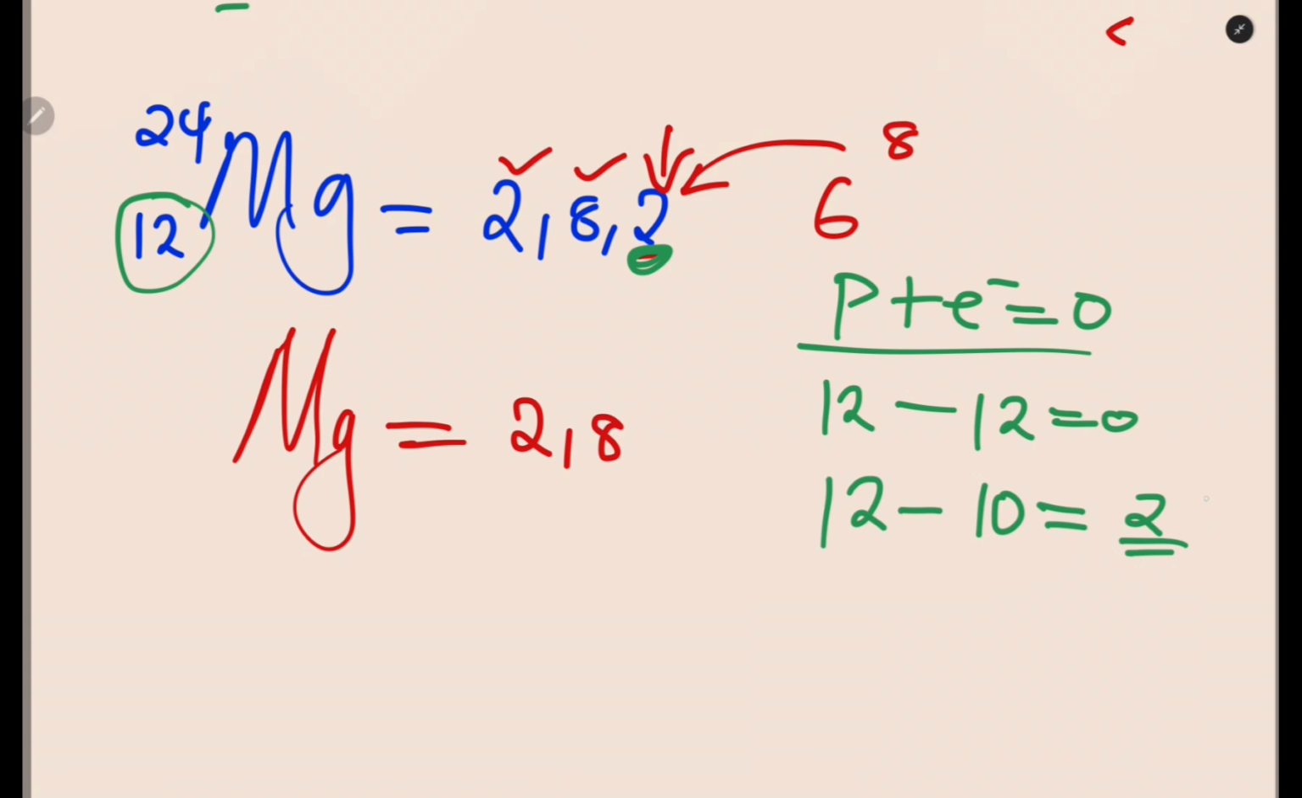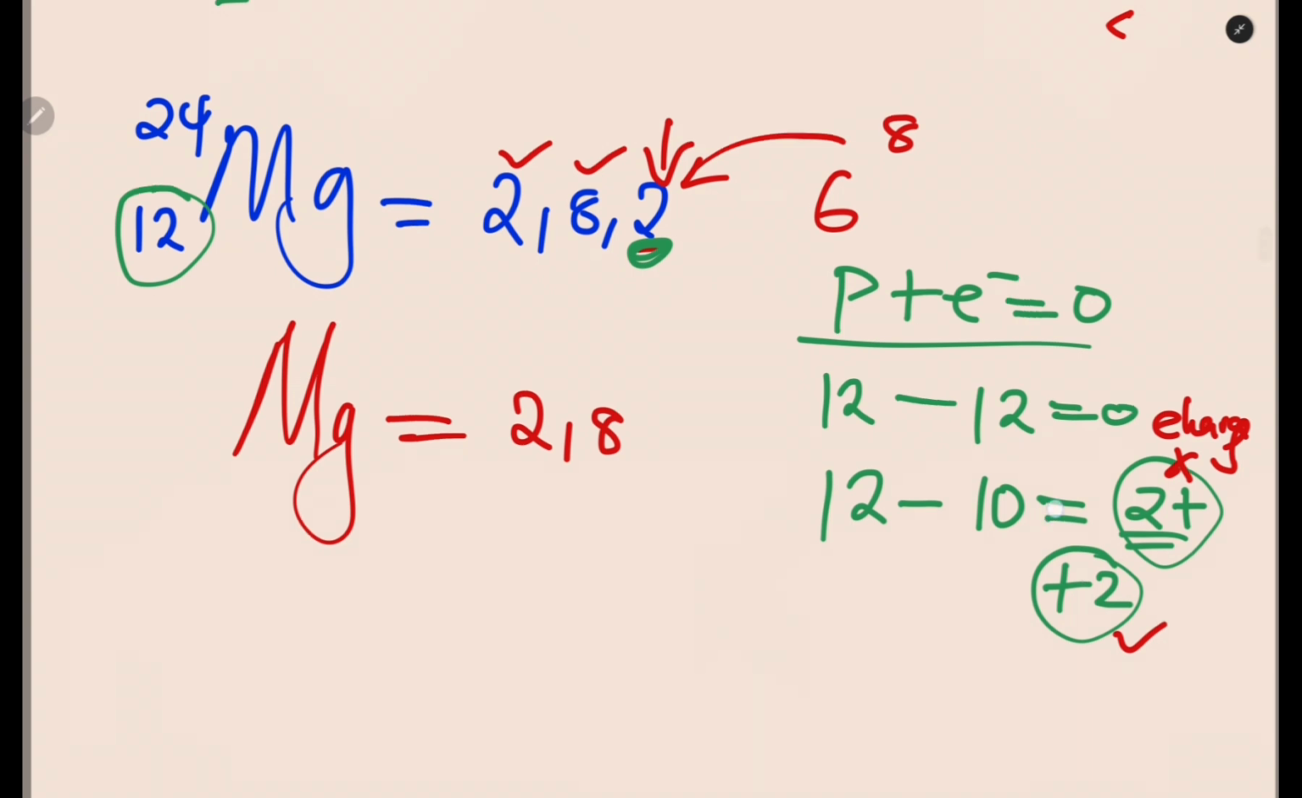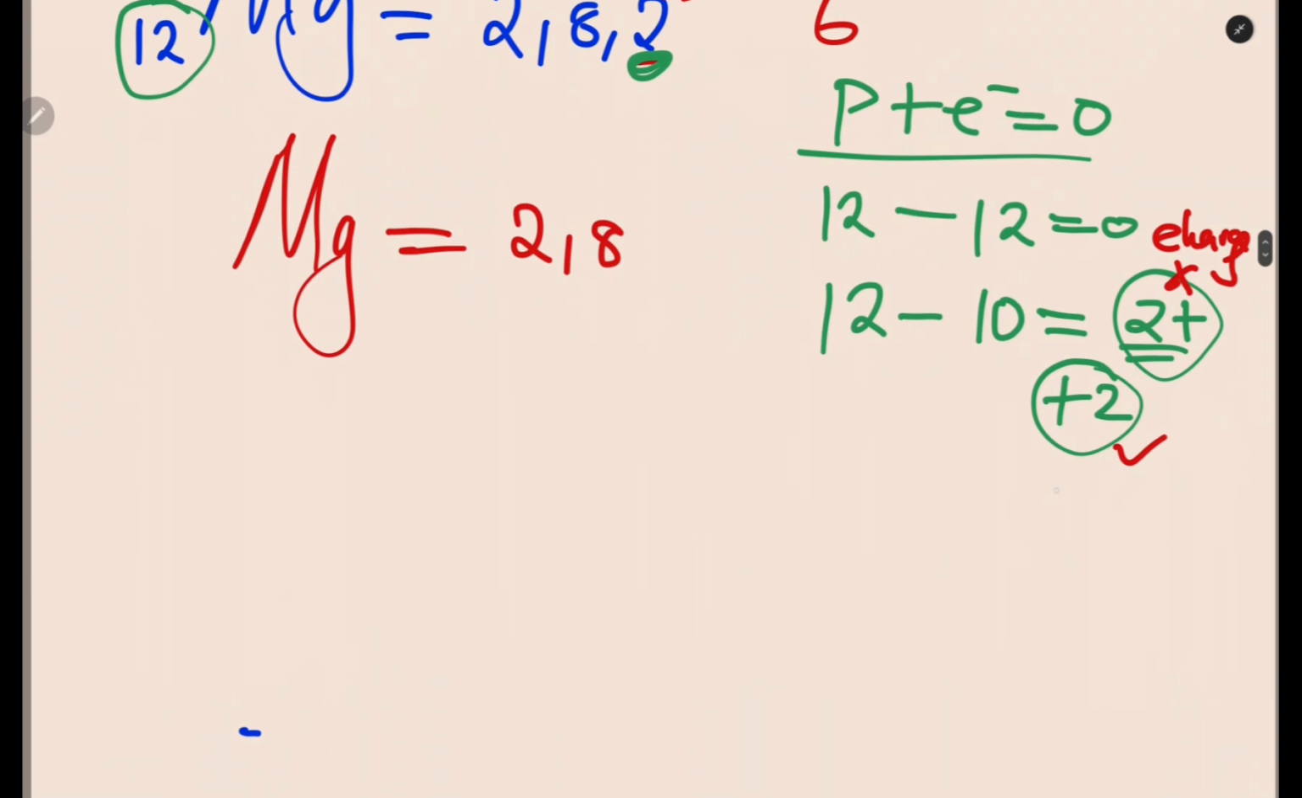But since we are looking at charges, we put a positive at the end. So not positive 2, but 2 positive, and these are 2 different things. These are integers, but this is a charge. Why do you put a positive at the end? Because it's a charge. Immediately you put it in front, that is an integer, and that is wrong. So this one is going to be 2 positive, and that is the reason why the Mg ion is written as such.